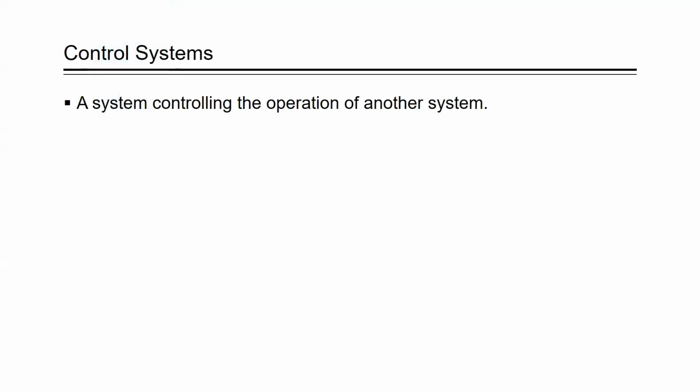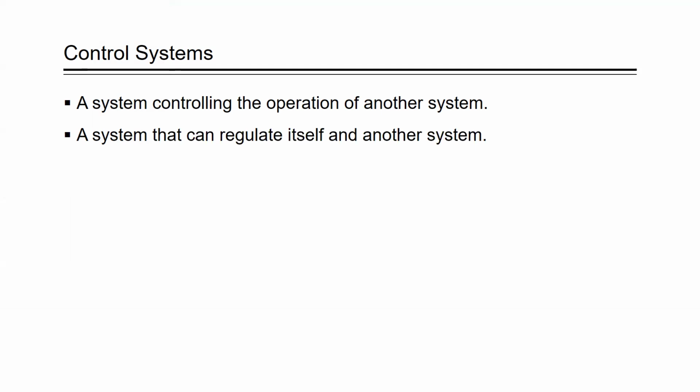Hello, everyone. Welcome back. And today we are going to be looking at the types of control systems. Now, if you remember from our previous sessions, we talked about what control systems are. And we said a control system is a system that is capable of controlling the operation of another different system.